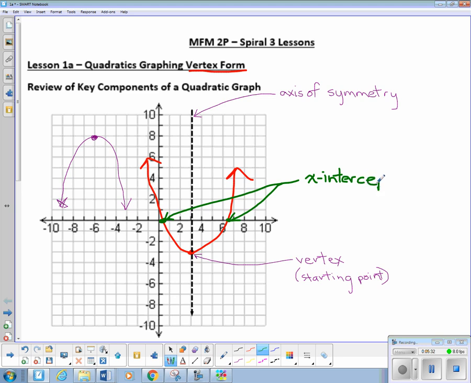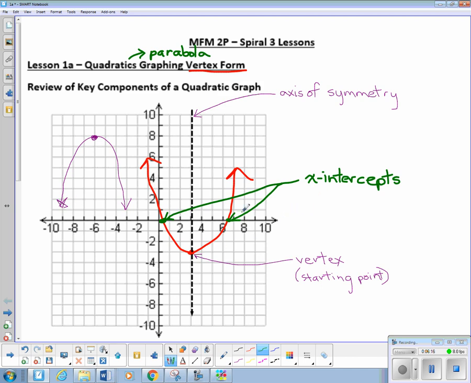Now, it's possible that you have a parabola, in other words, a quadratic, that doesn't touch the x-axis, and that will be dependent on where the vertex is located and whether the parabola opens up or down. Now notice I'm often referring to this as quadratics, but I'm also using the word parabola. We talked about parabolas before, and the graph of a quadratic has a special name, which is called a parabola.